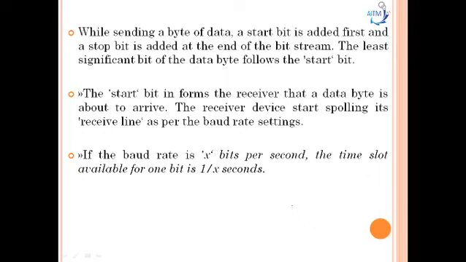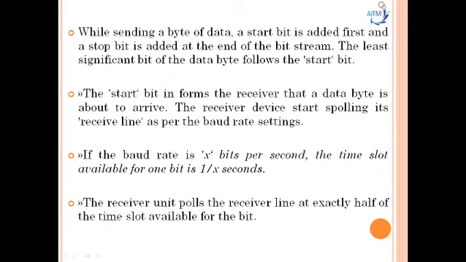If the baud rate is x bits per second and the time slot available for one bit is 1 by x seconds here, the receiver unit polls the receiver line at exactly half of the time slot available for the bit here.